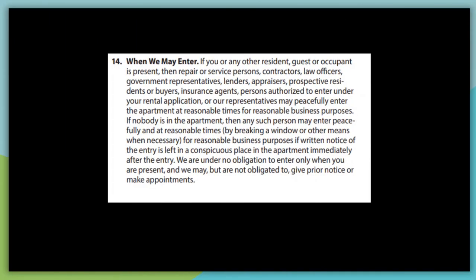Paragraph 14 covers when the owners or their agents are allowed to enter the unit. It contains who can enter, when, how, if you need to be present or not, and what notice they are required to give you. While this lease is compliant with Texas rental laws, not all leases are.